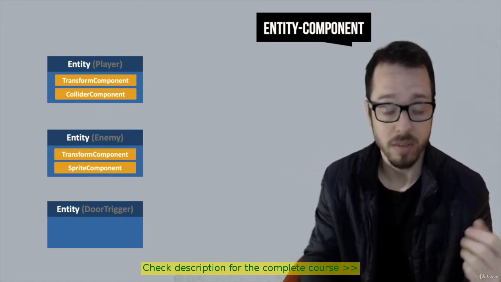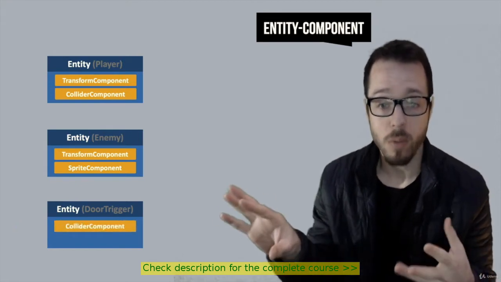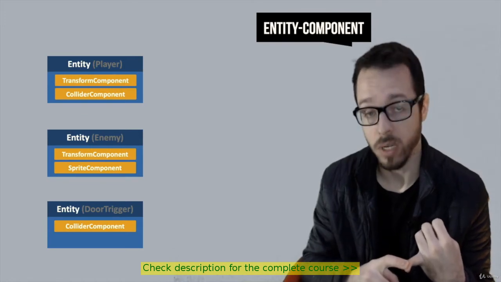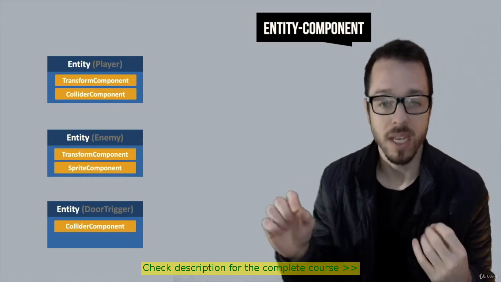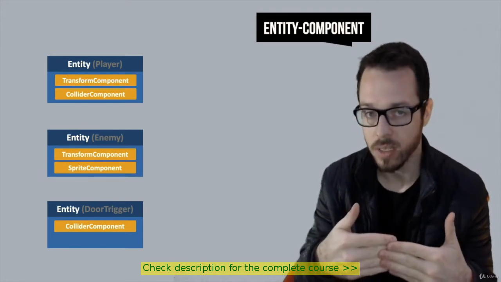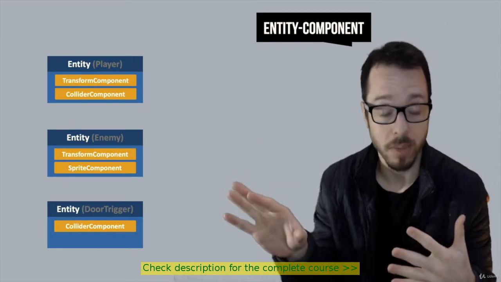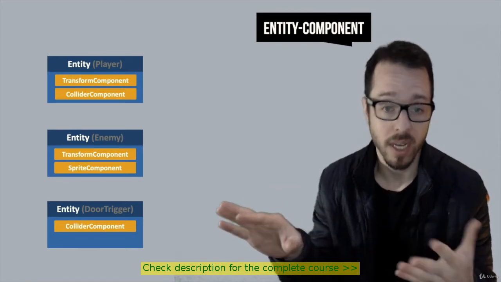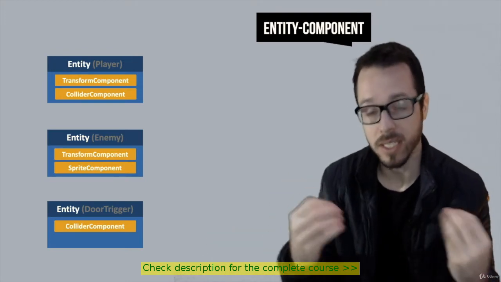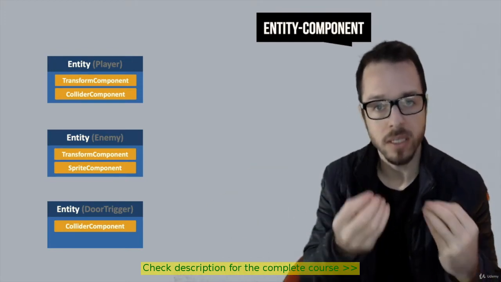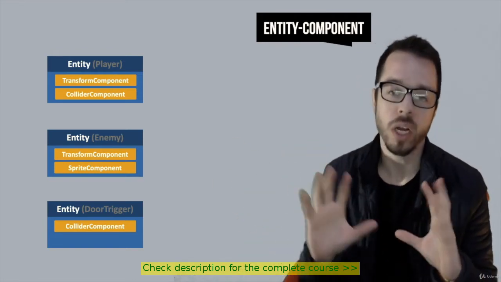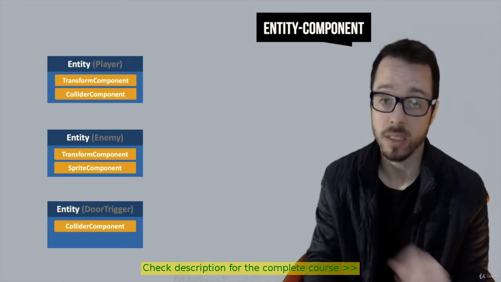If I think about my door trigger, it might have a collider component, right? So it might have a position, etc., but it collides with something. So if I trigger that collision, I activate a script or I do something else in my game scene. And again, my door trigger might not have a sprite component. So this flexibility, right? It's dynamic. I can add new components to my entities. I can remove components. I can add new entities to my game scene. This is the approach that I'm going to tackle with our little game engine.